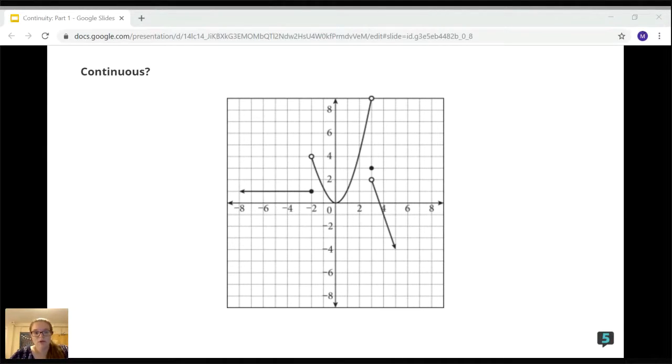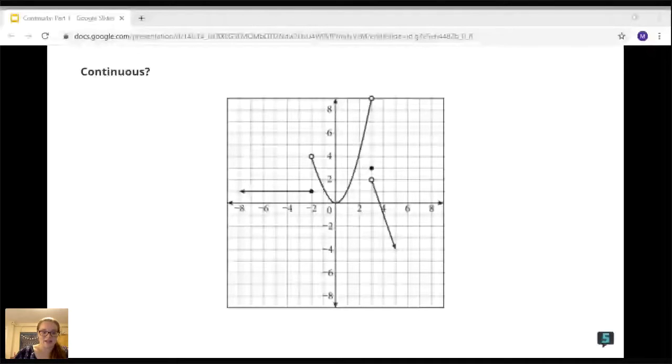Good. So when you're looking at questions on the AP exam, on tests that your teachers are giving you, you want to watch for what point they're asking you if it's continuous at, because that is the point you want to test and make sure. Sometimes you can be given a graph like this. If you're asked if it's continuous at a point that is continuous, you could have continuity on a graph that in general does not have continuity.